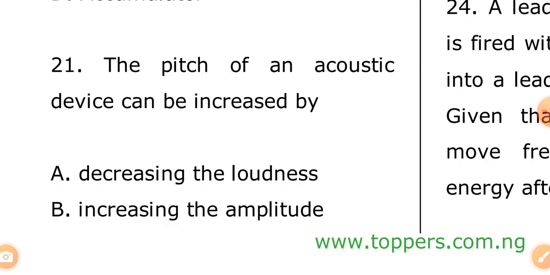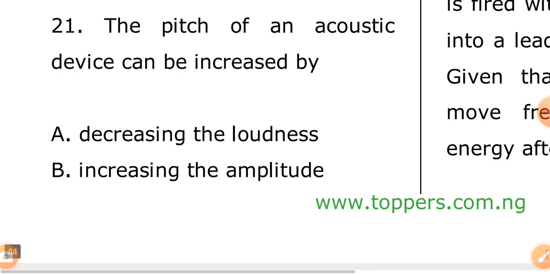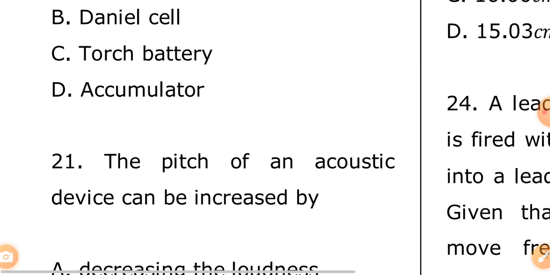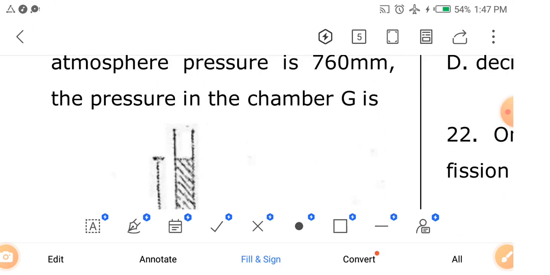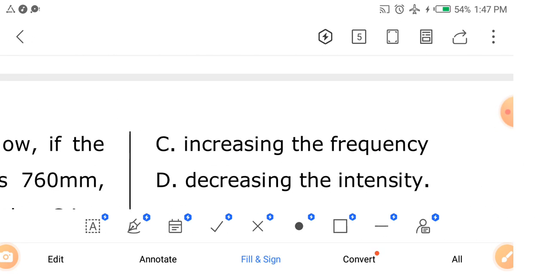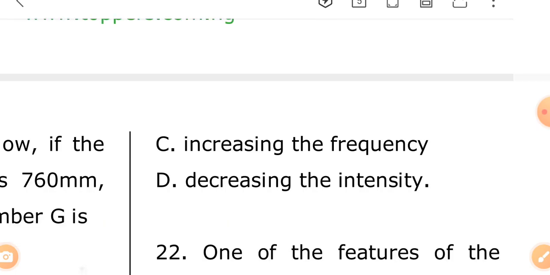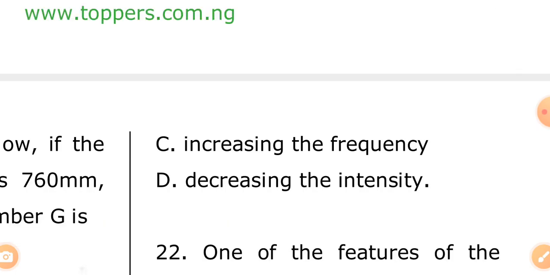The pitch of an acoustic device can be increased by A, decreasing the loudness. B, increasing the amplitude. C, increasing the frequency. D, decreasing the frequency. The answer is C, increasing the frequency.